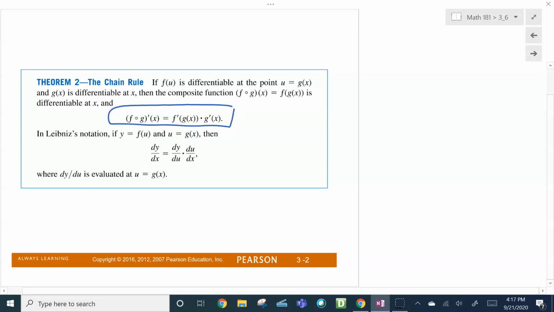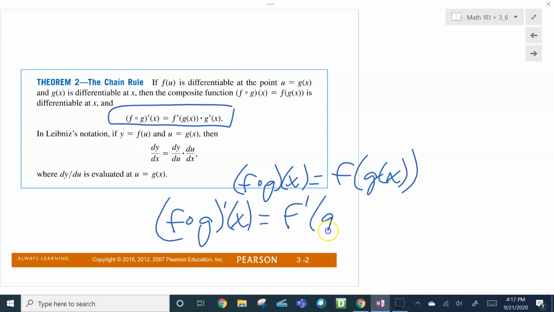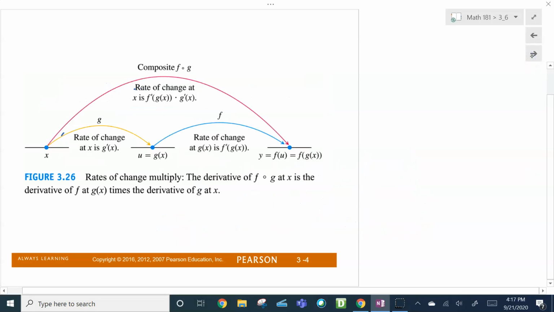We've introduced this before. So if we have a composite function f of g of x, then the derivative of f of g of x is f prime of g, and then times g prime of x. Right? So it's the derivative of f at g times the derivative of g at x, right?